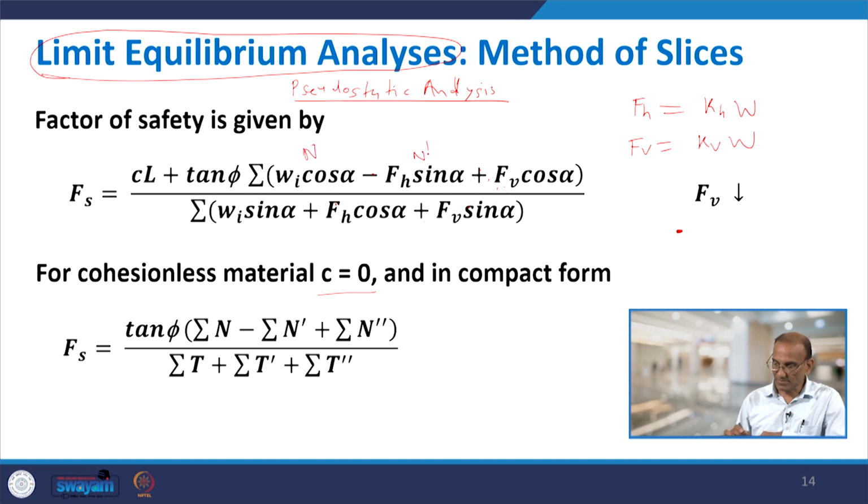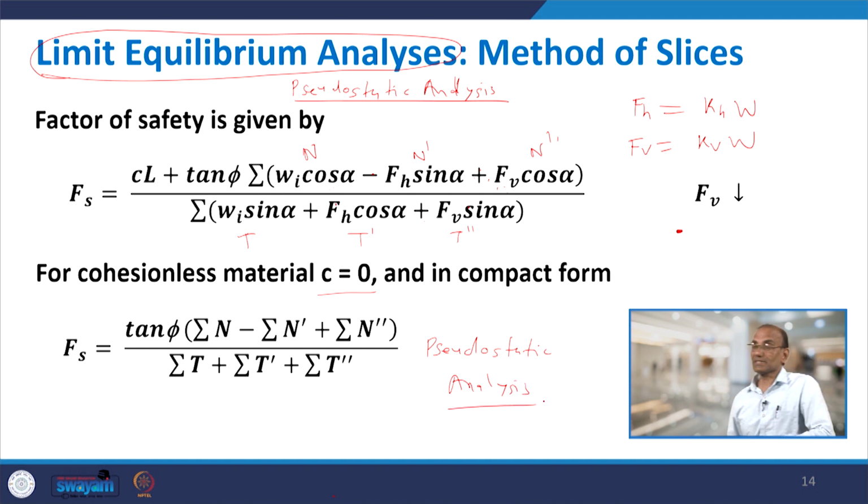N prime is this term, and n double dot prime is this term. Similarly, t is this term, t prime is this term, and t double dot is this term. So, in the compact form, this equation includes the effect of earthquake analysis also. This is pseudostatic analysis, which is an extension of limit equilibrium analysis.